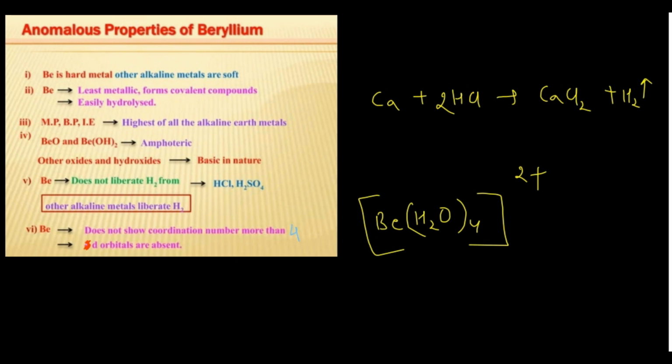And why does this happen? Because d orbitals are absent in that case, so it cannot accommodate other ligands around itself. That's why it shows only the 4 coordination number. Like, say, beryllium has a very strong tendency to form complex compounds, as you can see here, while others are not very keen to form complexes.